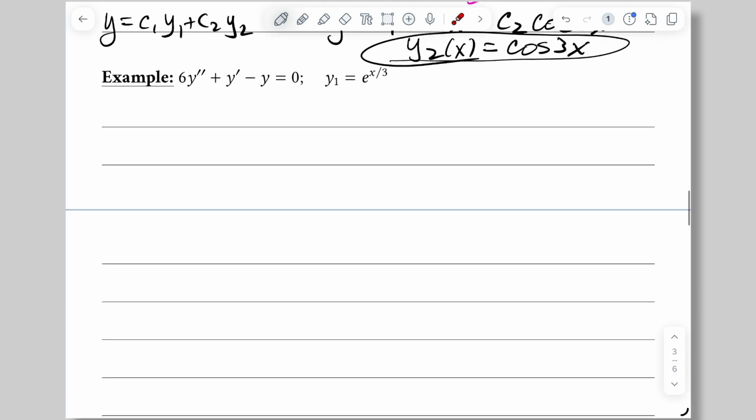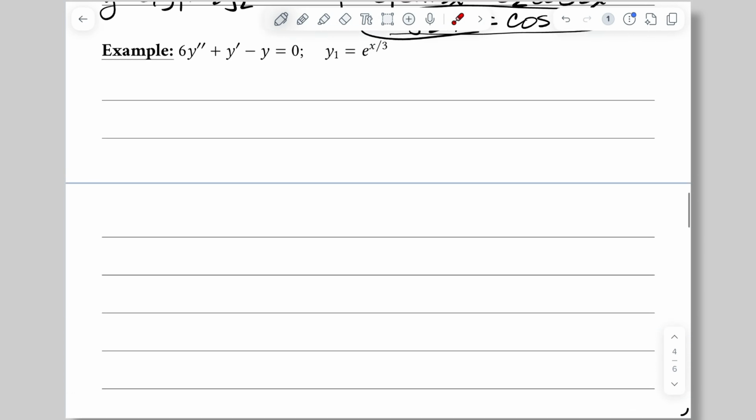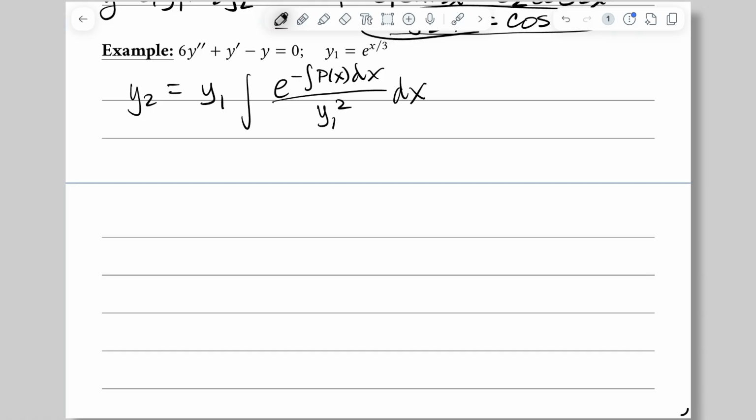In contrast to that process, I'm now going to use the formula. Our differential equation is 6y double prime plus y prime minus y equals 0. y1 is given to be e to the x over 3. The formula says y2 is equal to y1 times the integral of e to the negative integral p of x dx divided by y1 squared dx.